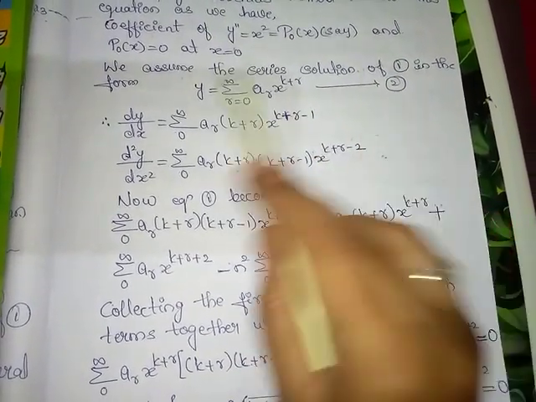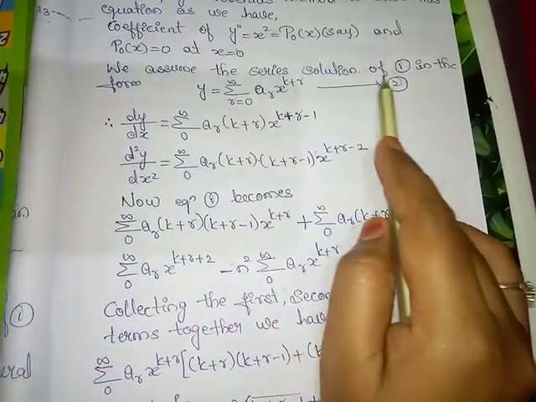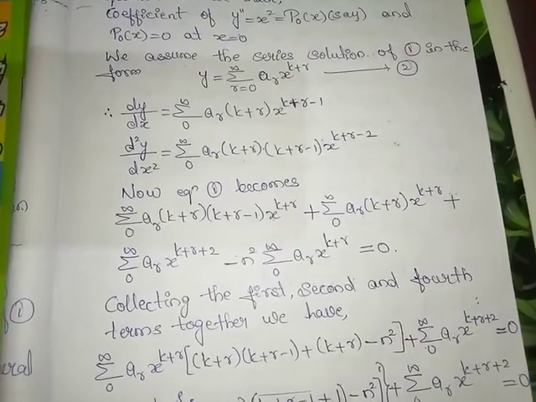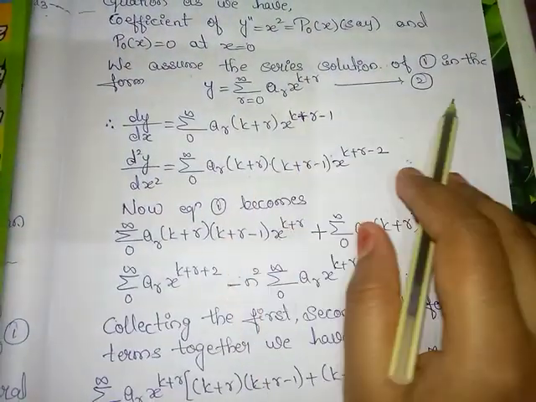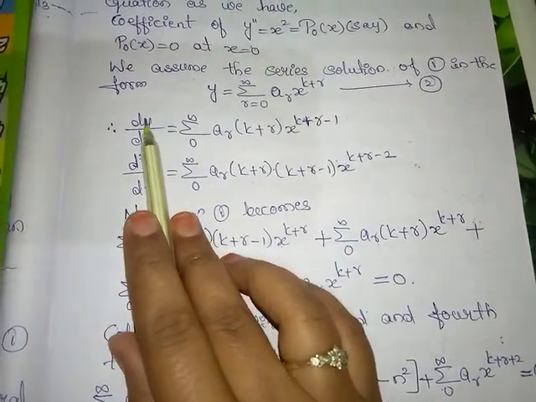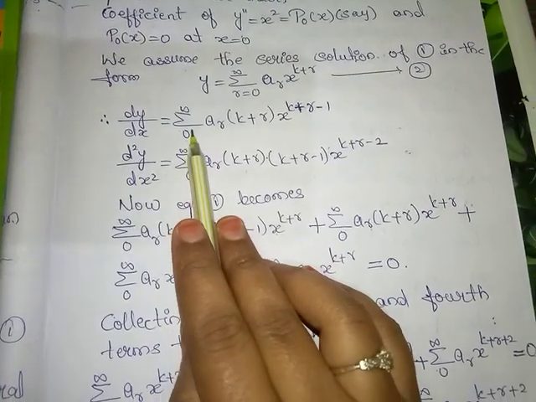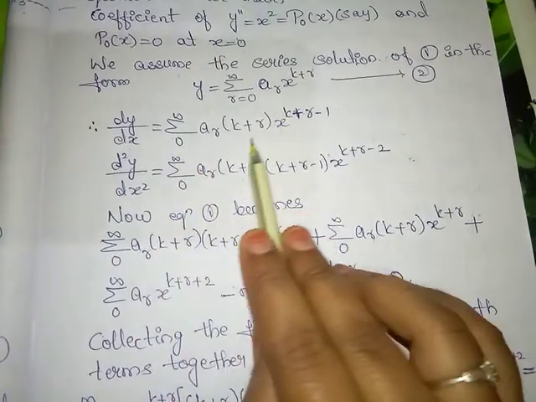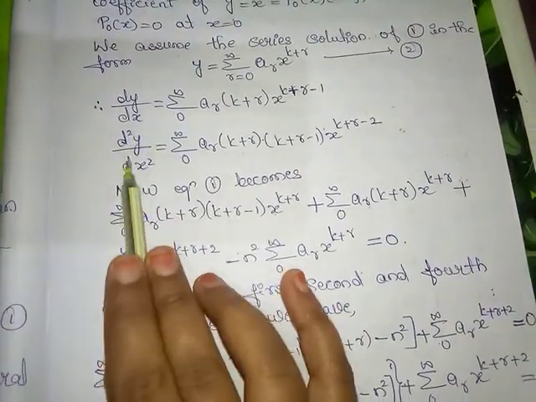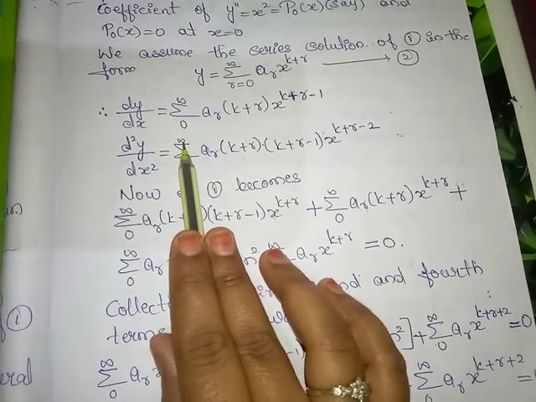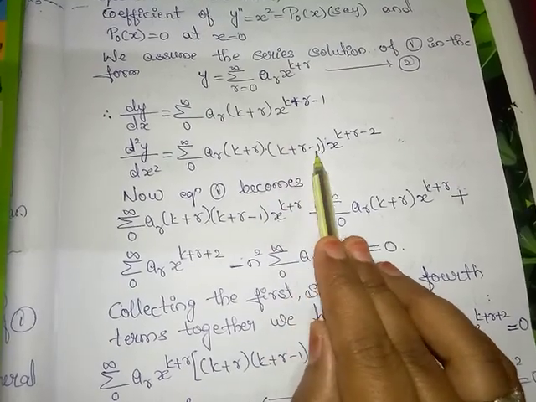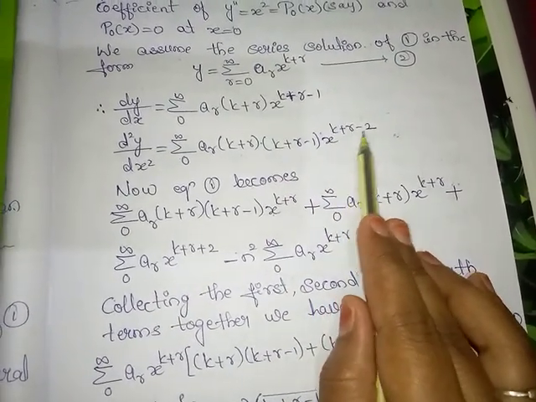Then for equation 2, we assume the series solution of 1 is of the form y is equal to summation r running from 0 to infinity a r x raised to k plus r. Name this as equation 2. Then differentiate this once with respect to x. We get dy by dx is equal to summation r running from 0 to infinity a r k plus r x raised to k plus r minus 1. Then d square y by dx square is equal to summation r running from 0 to infinity a r k plus r into k plus r minus 1 into x raised to k plus r minus 2.